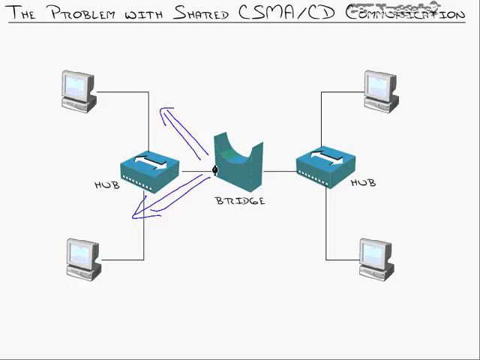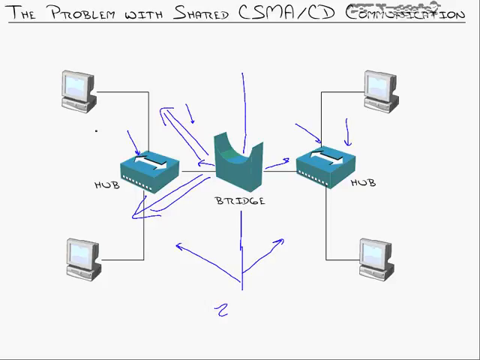And the bridge learns everybody's MAC address on that side of the network and everybody's MAC address on this side of the network. By setting up a bridge in this environment, I've effectively split my network into two collision domains, meaning I've got one collision domain over here and one collision domain over here. The bridge learns all the MAC addresses that are on this side of the network and this side of the network, and also allows one computer to be sending on this side at the same time as one computer can be sending at this side.